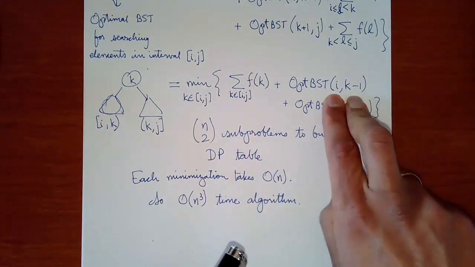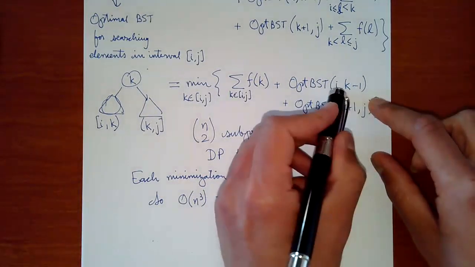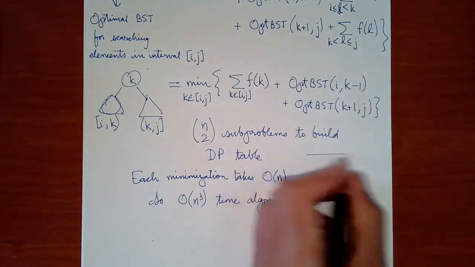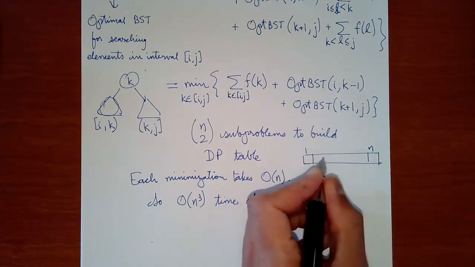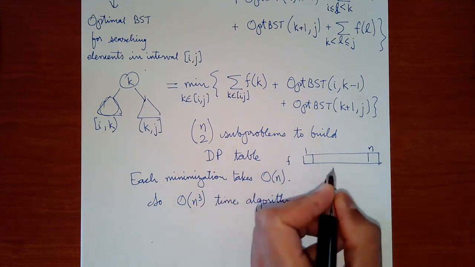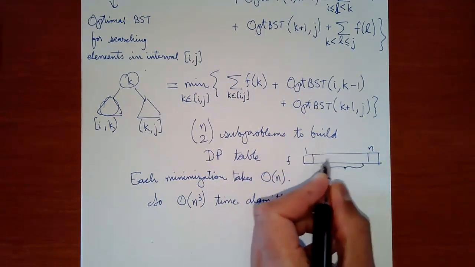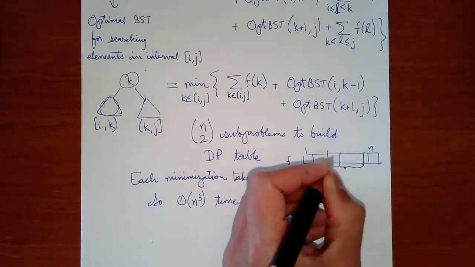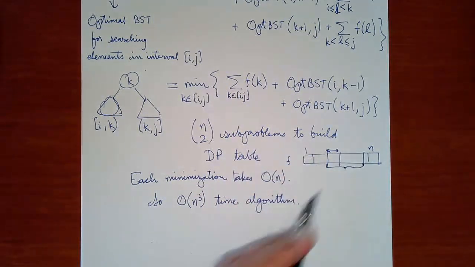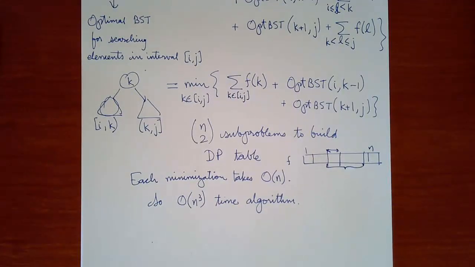So this is just an interval. At all times, you can think of this as an interval from 1 to n. Like if you have all of the frequencies listed out here, you're just looking at some interval, and then you're computing opt BST for that interval, and that can be solved by computing it for subintervals. And so the number of intervals is just n choose 2. Does that answer your question?